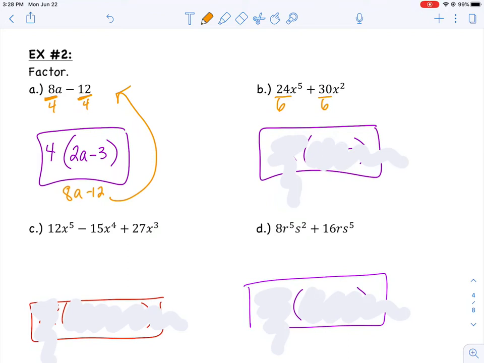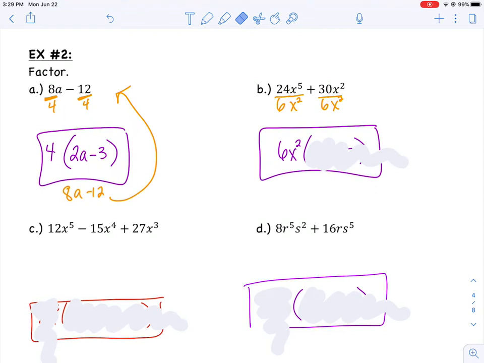This one also has variables. And let's see if there's a greatest common factor that I can take out of x to the 5th and x squared. What's the biggest amount of x's they have in common? Well, to me, it looks like an x squared. So I'm going to go through and divide each term by the GCF of 6x squared. I'm going to put my GCF in the front of my parentheses, and then I'm going to put my leftovers inside after I'm done dividing.